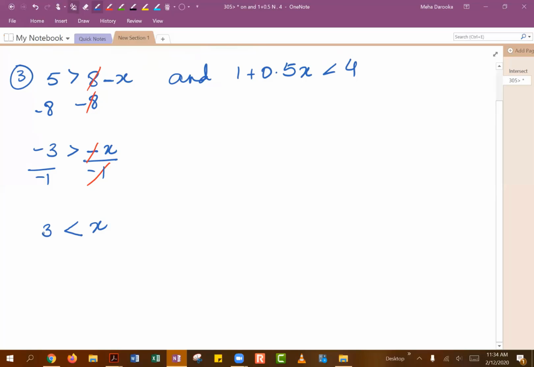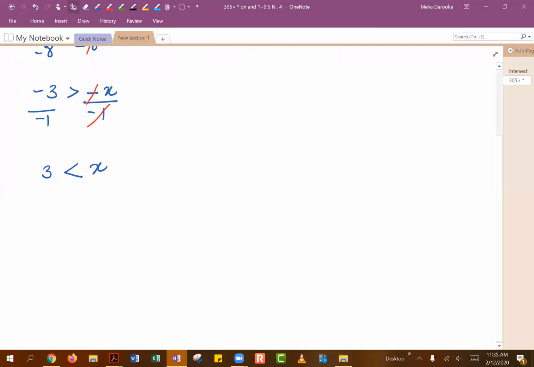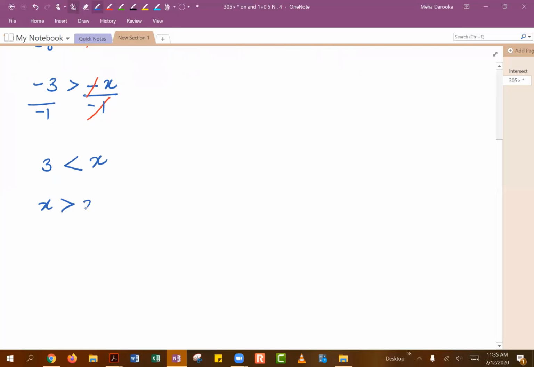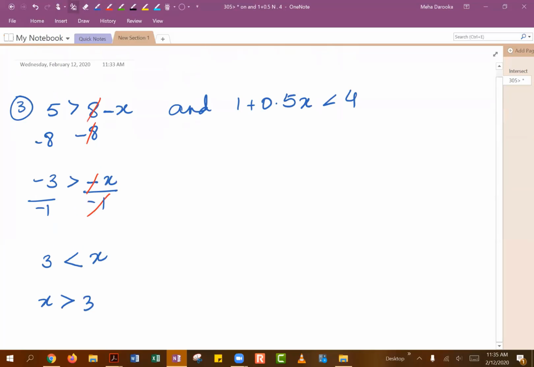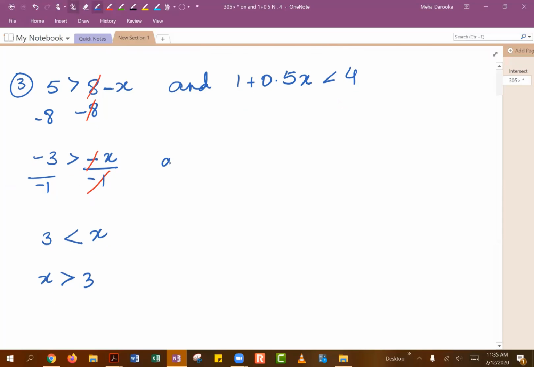2 negatives become positive. So I'm just going to rewrite this. So I've got x, and then the greater than is facing the x, so that's going to be x greater than 3. Okay, so again, just to remind you, if you multiply or divide your inequality by a negative number, change the direction of your inequality. For everything else, keep it the same.